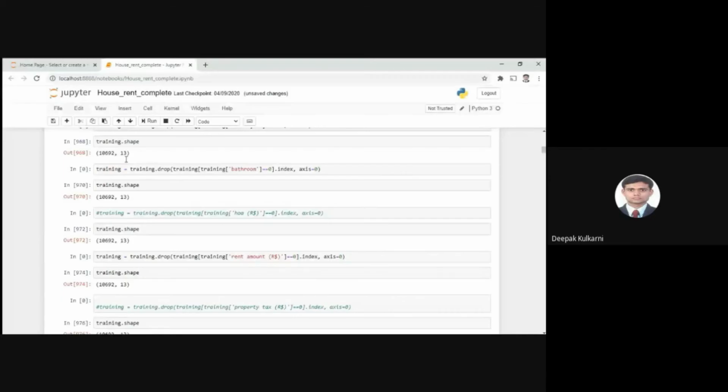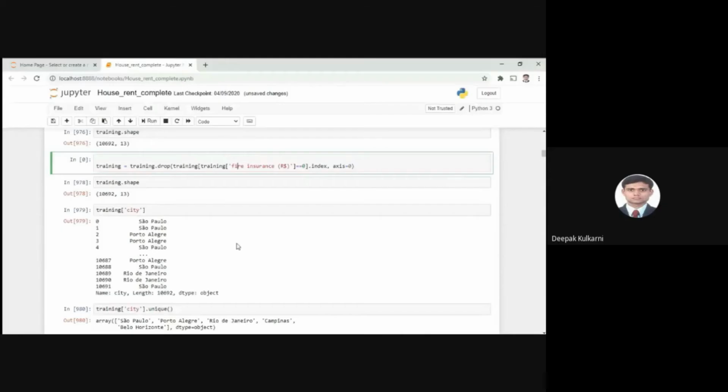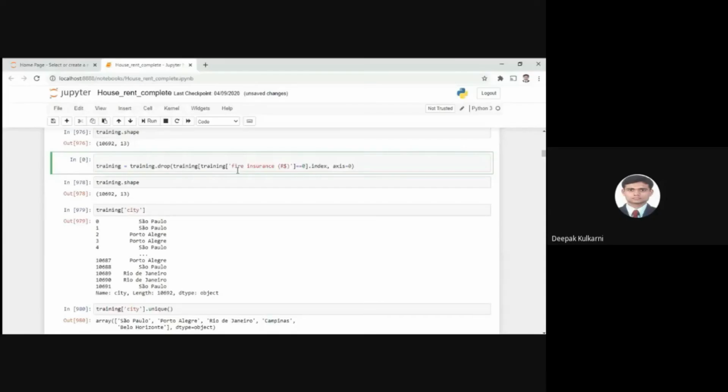Let's look at which variables those are. The first one is fire insurance. Fire insurance cannot be a value which is 0, so if there are any values with 0, then we are going to drop them. This training.drop line of code is going to drop the rows which have a fire insurance value equal to 0.